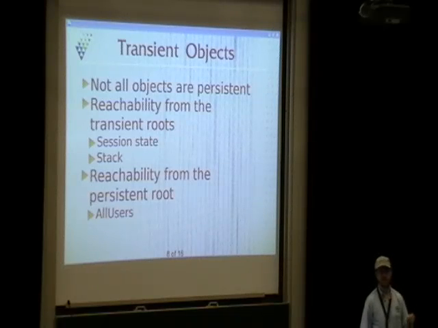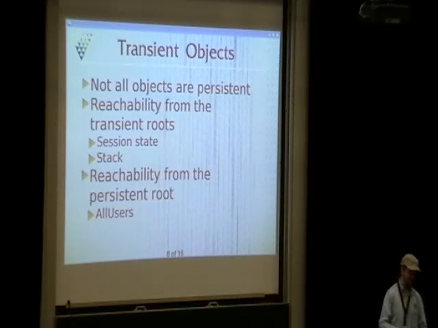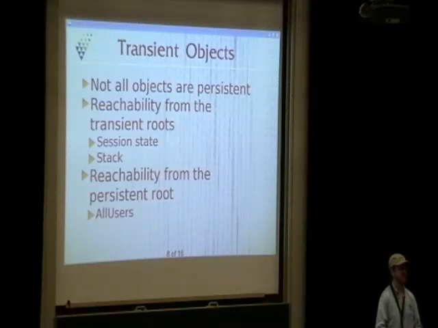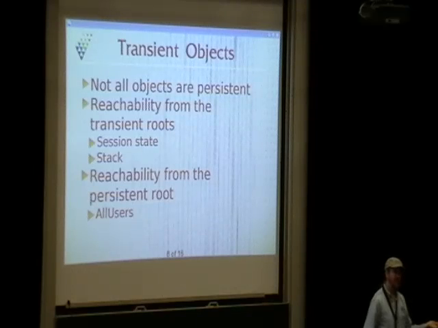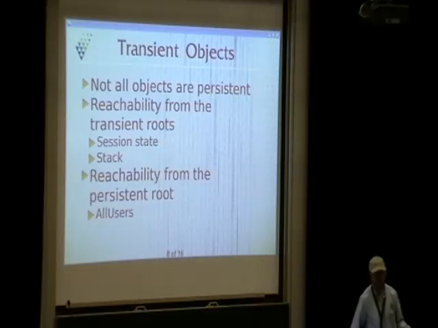Now there's also a persistent root that's in the repository. And that persistent root is shared, of course, across all the VMs. Once you make an object referenced from a persistent object, any persistent object, then it is now reachable from the persistent root. And when you commit your transaction, that formerly transient object will now become a persistent object. And the name of the persistent root is all users, not that it matters for this.